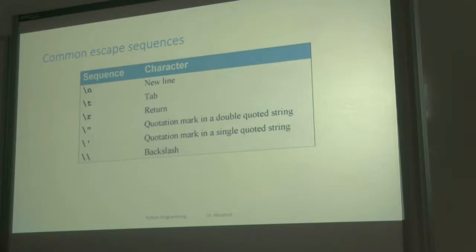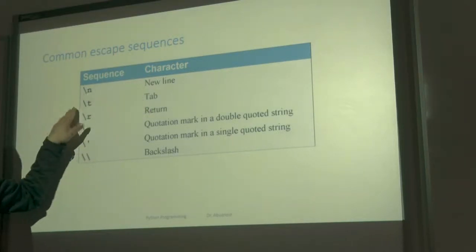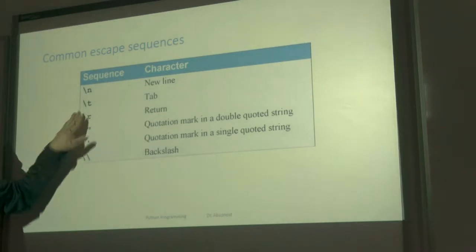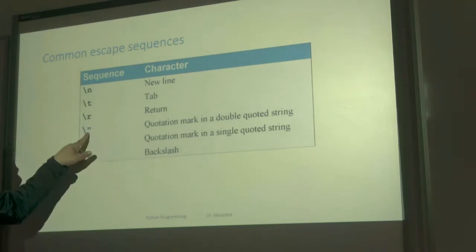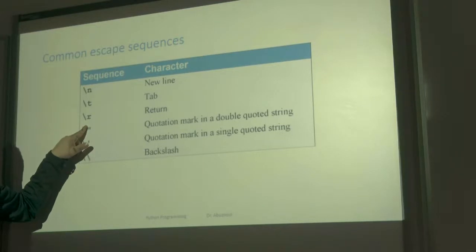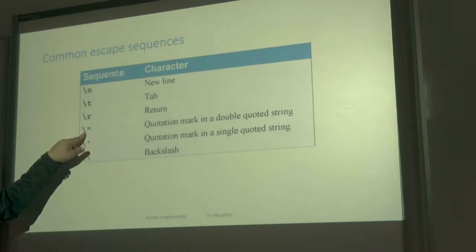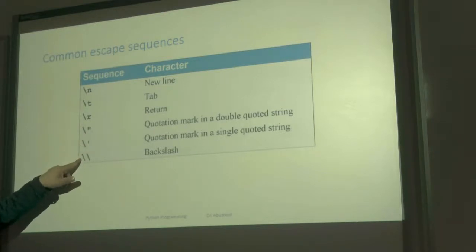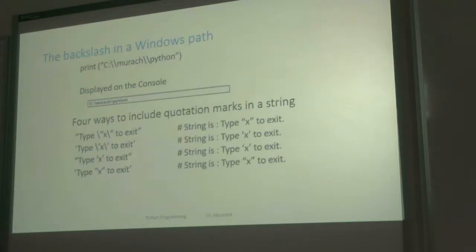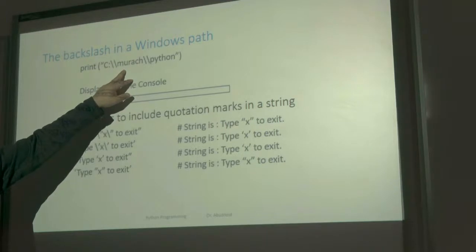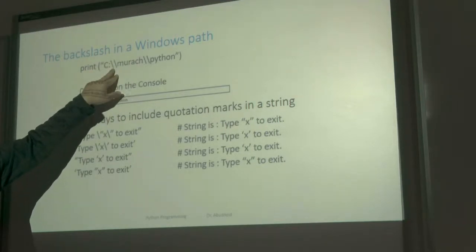There are many escape sequences, like \n is a new line, \t is a tab, \r is a return, and the quotation mark. So if you don't want to use the double quote as a double quote, just as a character, you have to escape it. Print, in here I don't think there is anything new, just take a look at it. There's a good example that you're going to use a lot when you use files.